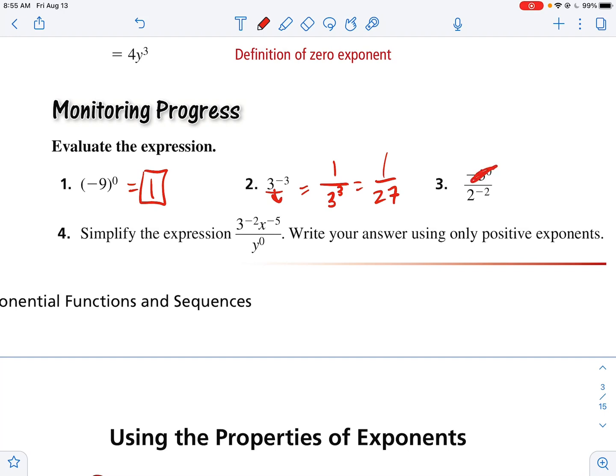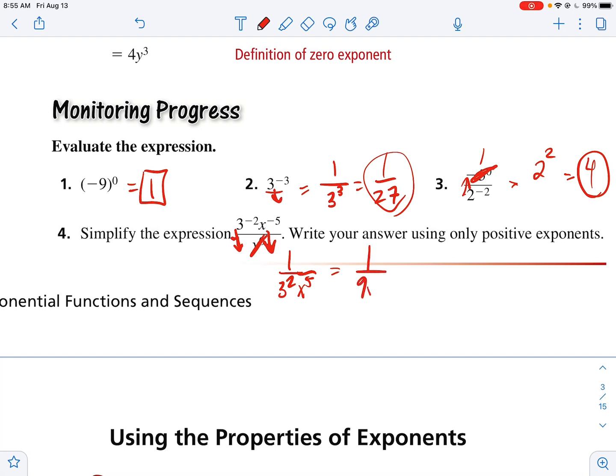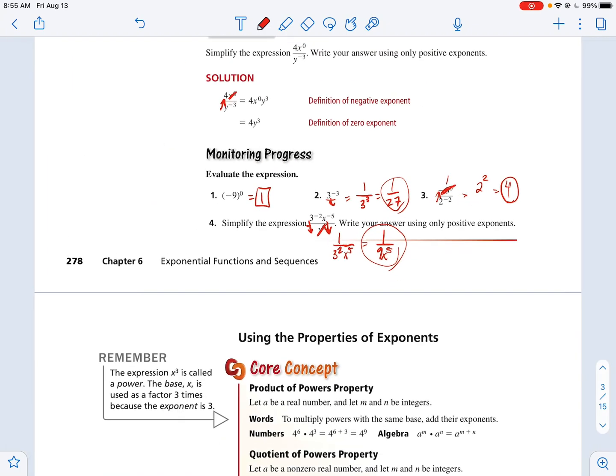Okay? This turns into a 1 because anything to the 0 is 1. The 2 needs to come up, so it becomes 2 squared, which is 4. Oh, forgot to circle my answer. There we go. Simplify the expression. Don't need the y anymore because anything to the 0 is 1. The 3 is going to drop down. The x is going to drop down. So it becomes 1 over 3 squared x to the 5th, which is 1 over 9x to the 5th. Okay, so using only positive exponents, bam, we changed them.